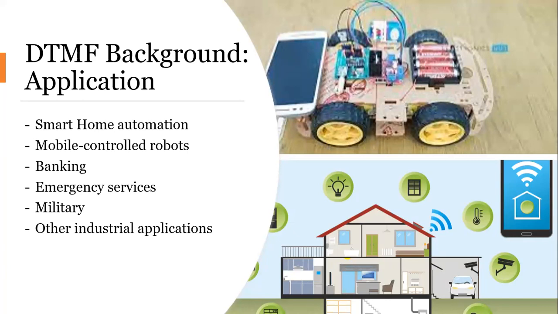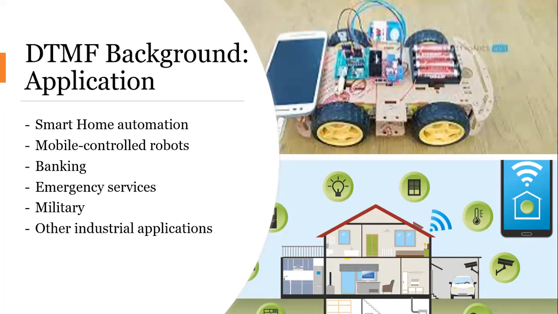Another application of DTMF is in mobile controlled robots. So the keys on a telephone or a mobile phone are mapped to different movements that a robot can make or operations that it can do. And then when a key is pressed, the sensor on the robot is able to detect what instruction is being given to the robot.